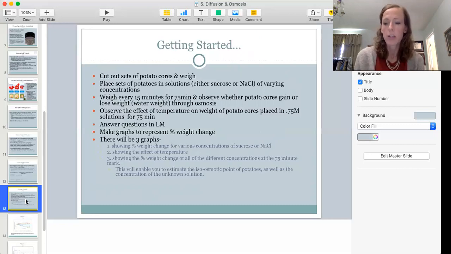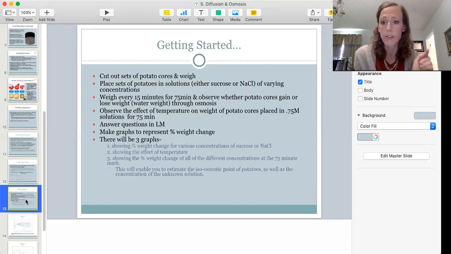So of course, bringing this back to our theory, this is due to osmosis. The movement of water is what's actually causing the change in weight of our potatoes, okay? So we're also going to look at the effect of temperature. We're going to keep the temperature study all in the same concentration.